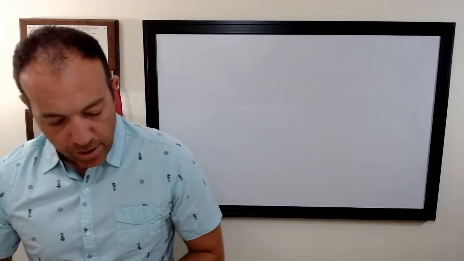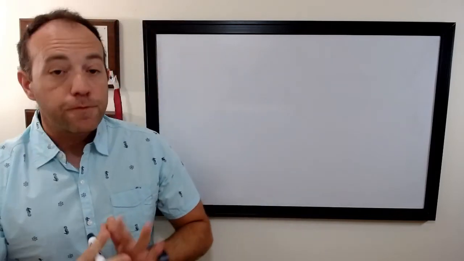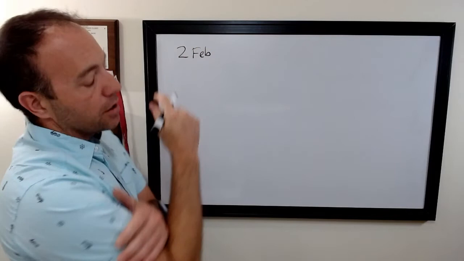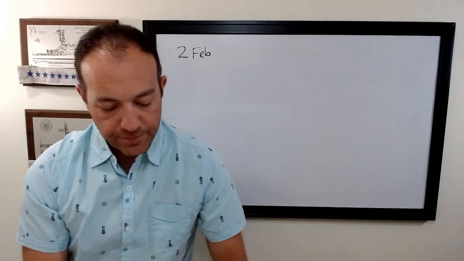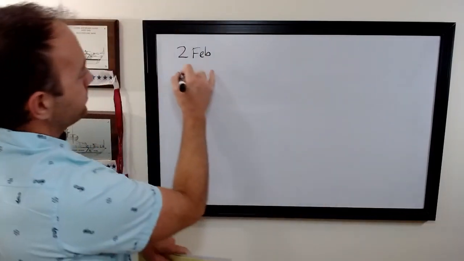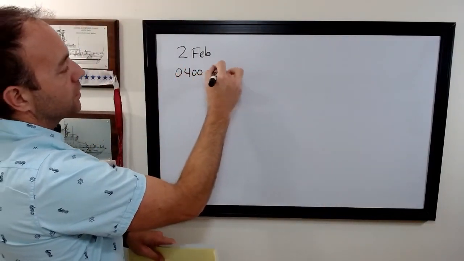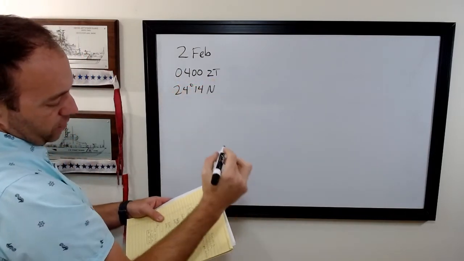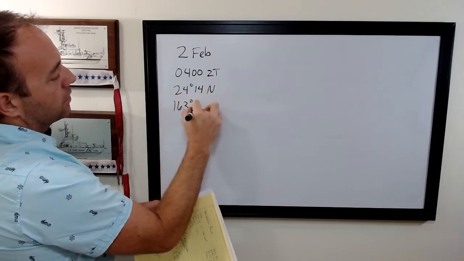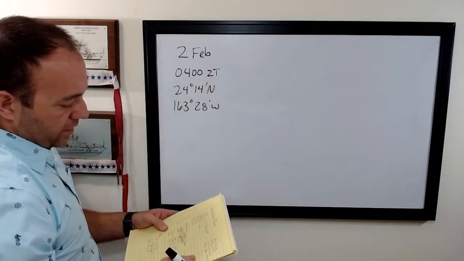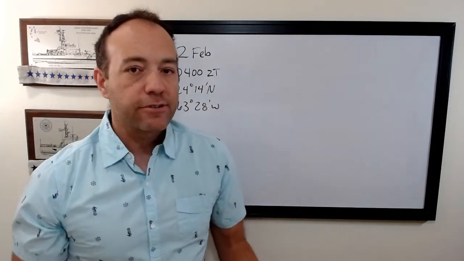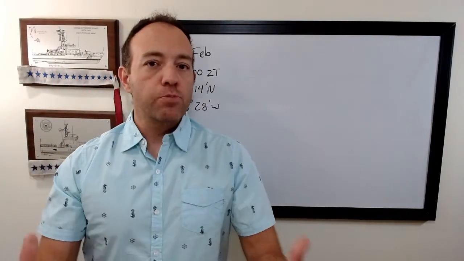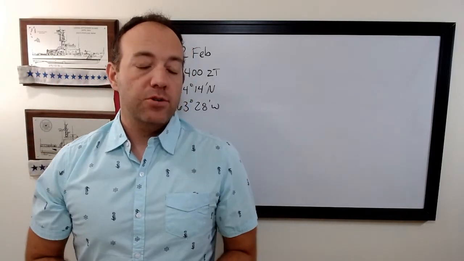Okay, so the Starfinder problem states that it's 2 February 1981. All the problems for celestial are in 1981. And at 0400, our zone time position was 24°14' north and 163°28' west. We're on a course and a speed that's not actually required to answer the question, so I'll save you the effort there. And which of the following groups of stars or planets is best suited for a fix?